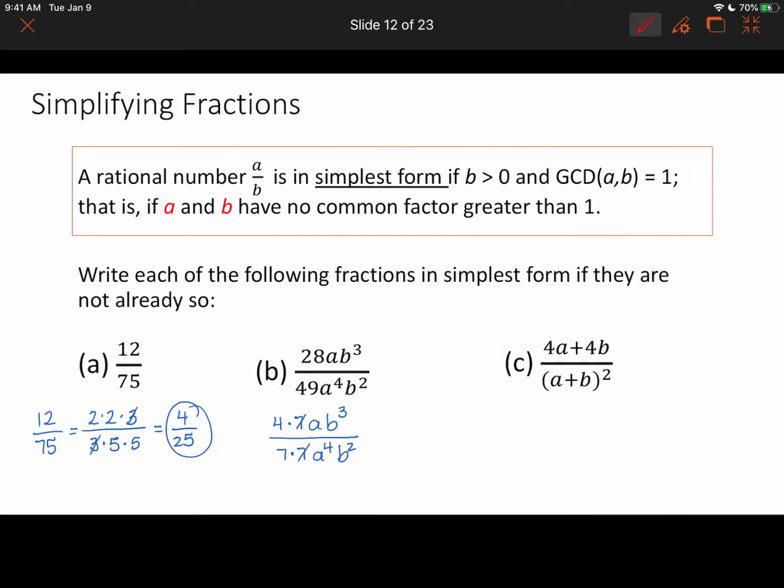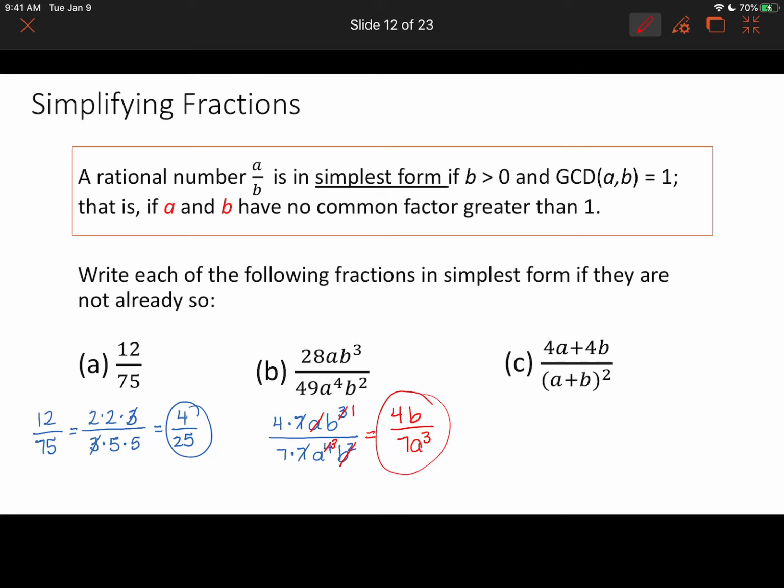I have an a to the 4th over an a to the 1st. So I can cancel one of those a's, and this 4th gets reduced down to a 3. And I have a b cubed on top with a b squared on the bottom. So I can cancel the b squared, and this cubed gets reduced to 1, right? 3 minus 2 is 1. All right, so what am I left with here? I have 4 times b on top over 7 a cubed on the bottom. And there are no more common factors there.